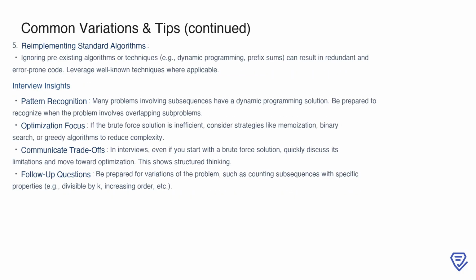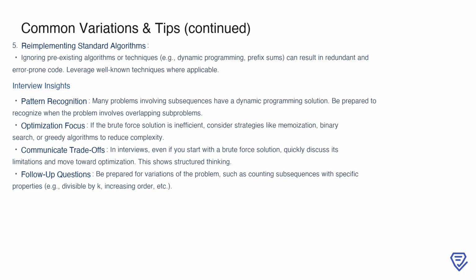Now, let's discuss more potential pitfalls and insights to help you succeed. One common mistake is re-implementing standard algorithms unnecessarily. For example, instead of writing your own error-prone solution, you could leverage well-known techniques such as dynamic programming or prefix sums to streamline your implementation. These techniques are robust and reduce the likelihood of mistakes.